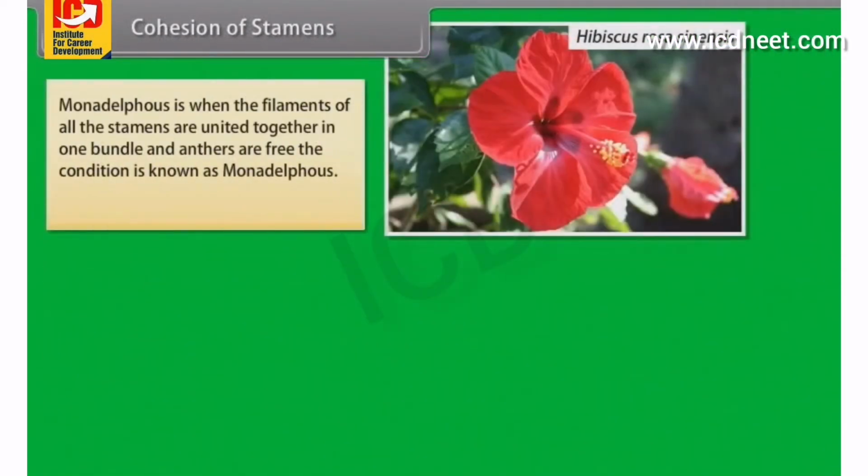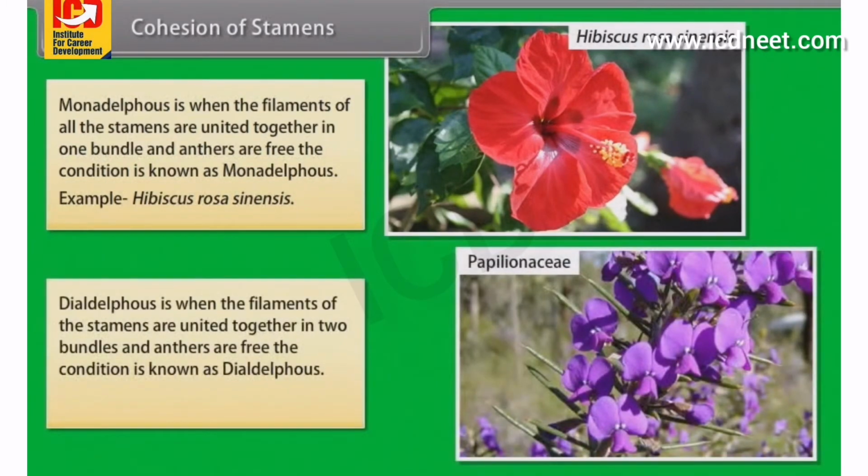Monadelphous is when the filaments of all stamens are united together in one bundle and anthers are free. The condition is known as monadelphous. Example, Hibiscus rosa-sinensis. Diadelphous is when the filaments of the stamens are united together in 2 bundles and anthers are free. The condition is known as diadelphous. Example, Papilionaceae.